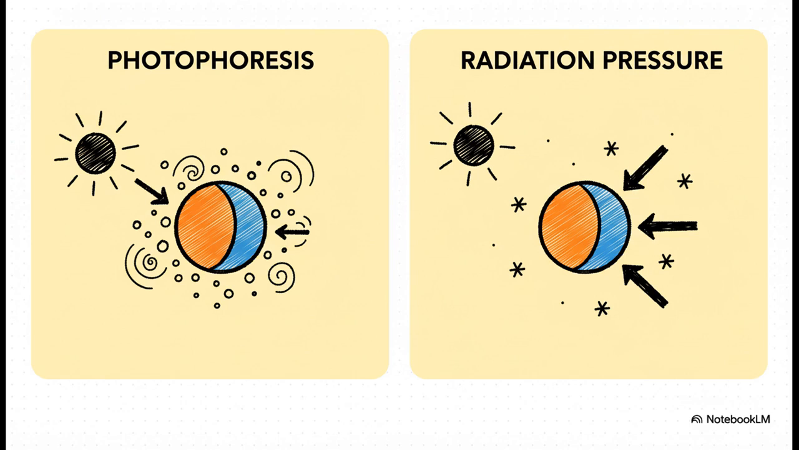First, you've got photophoresis. This is an indirect force. The particle absorbs light, but it does it unevenly, which creates a temperature gradient inside the particle itself. That internal heat difference then causes thermophoresis in the gas around it, so the particle basically creates its own force. Compare that to radiation pressure. This is a direct push. It's the literal momentum of photons, of light itself, slamming into the particle and pushing it. The key difference? Photophoresis needs gas to work. Radiation pressure works just fine in a vacuum.